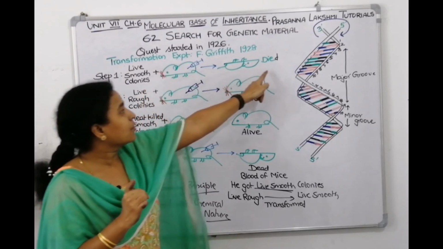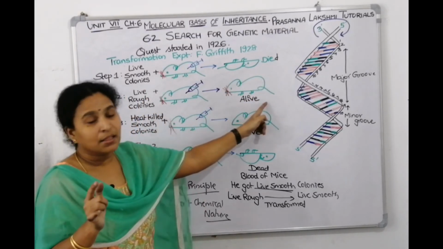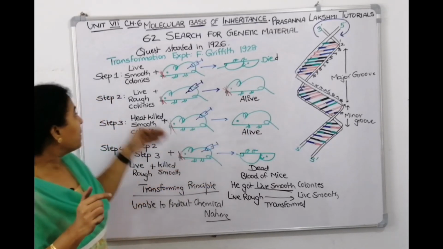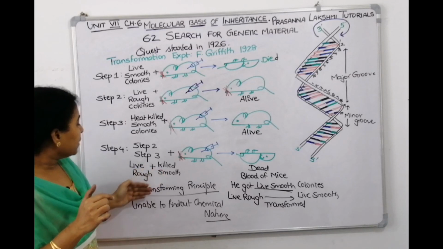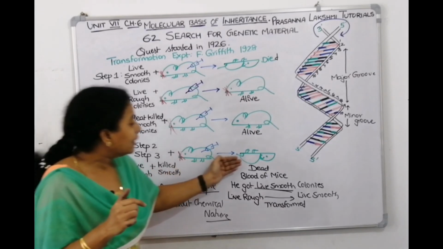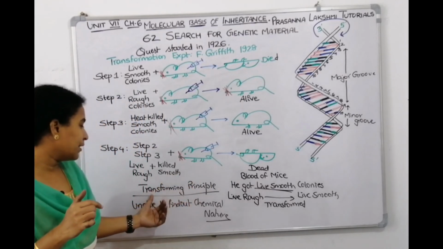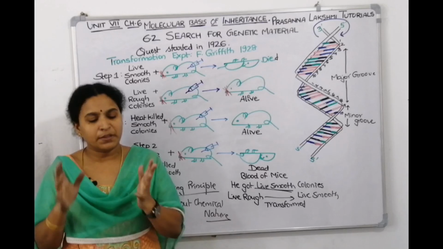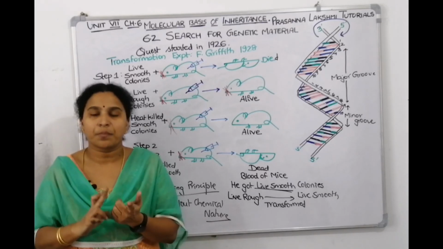Smooth one killed the mice. Rough one did not kill the mice. Then if you kill the smooth one, the mice will be alive. If you repeat 2 and 3 together, then the live rough got converted into smooth, and then it killed the mice. Then he told it is the transforming principle, but he was not able to identify the chemical nature, whether it is DNA or RNA or protein.